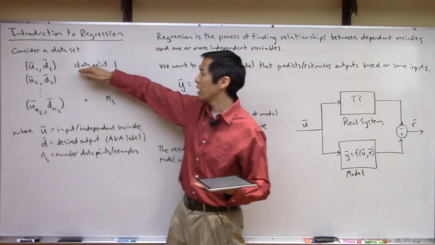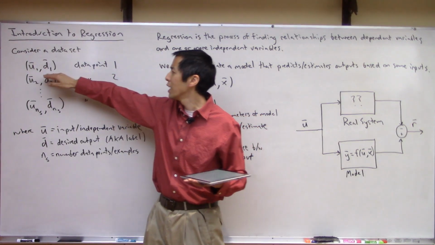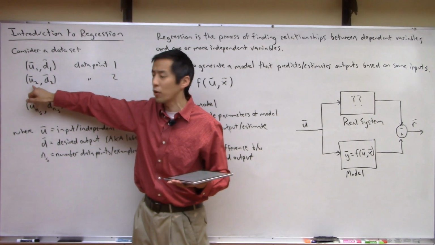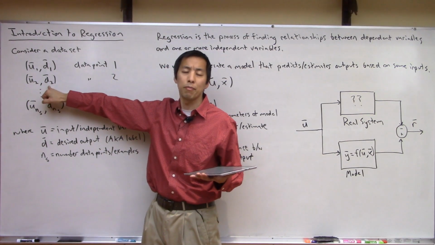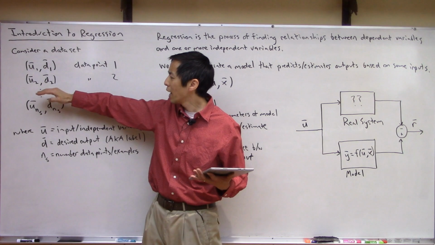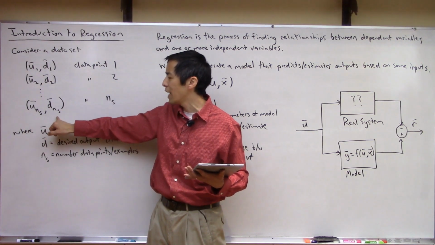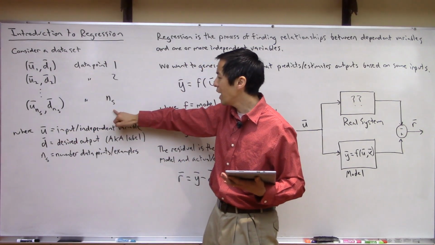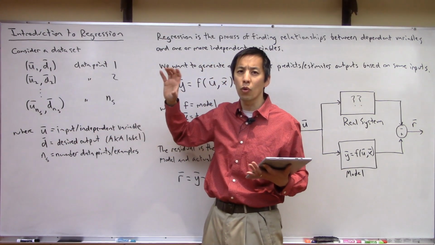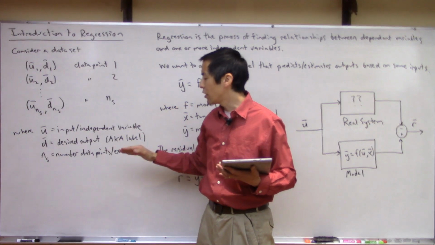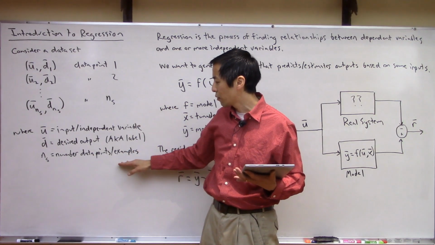So this is your first data point, and this is a real simple case, right? And you could have another data point, let's call it U2, which produces a completely separate set of outputs, D2. And again, you can just repeat this all the way for UNS producing DNS. So in this case, we have NS number of samples or examples in our data set, right?